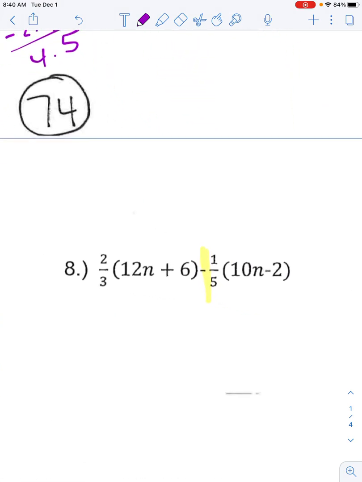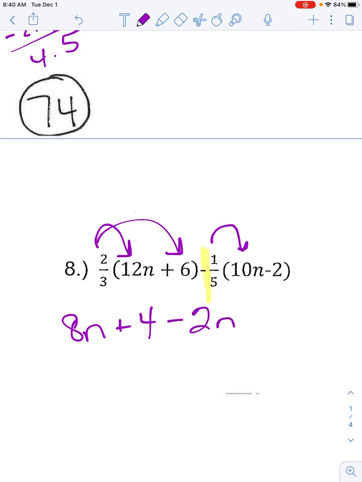Number 8. We have 2/3 times a positive 12n. You're going to get 8n. 2/3 times a positive 6 is positive 4. On the right, you're distributing a negative. A -1/5 times a positive 10n is a -2n. And a -1/5 times a -2 is going to be a positive 2/5.